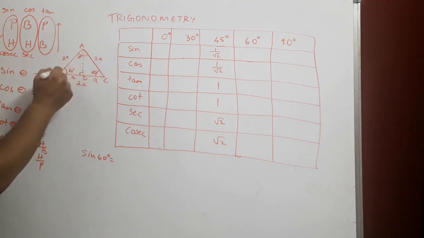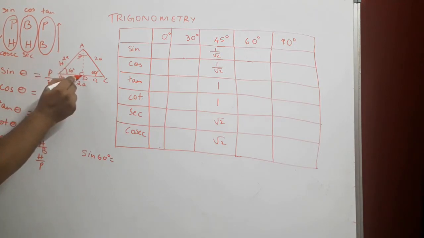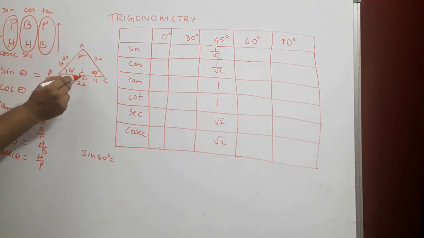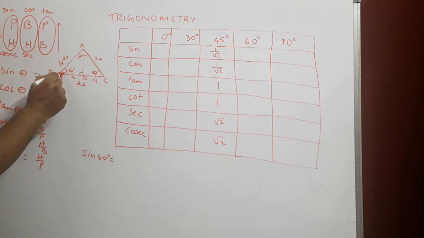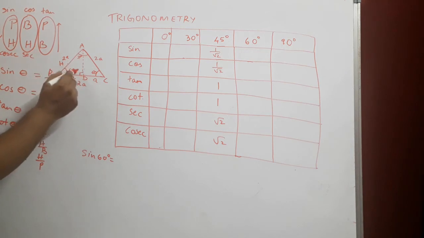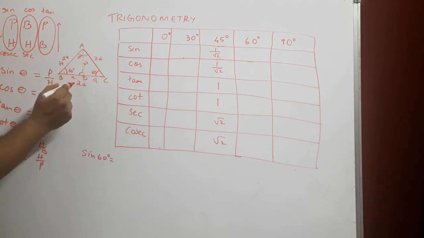This AB has got to be our hypotenuse because it is the side opposite to the right angle. Always the side opposite to the right angle becomes our hypotenuse. Next, the side opposite to the angle in question becomes our perpendicular. So that is AD. AD will become our perpendicular in case of 60 degrees. And if that is our perpendicular, then the side adjacent to 60 degrees will become our base. That is BD will become our base.